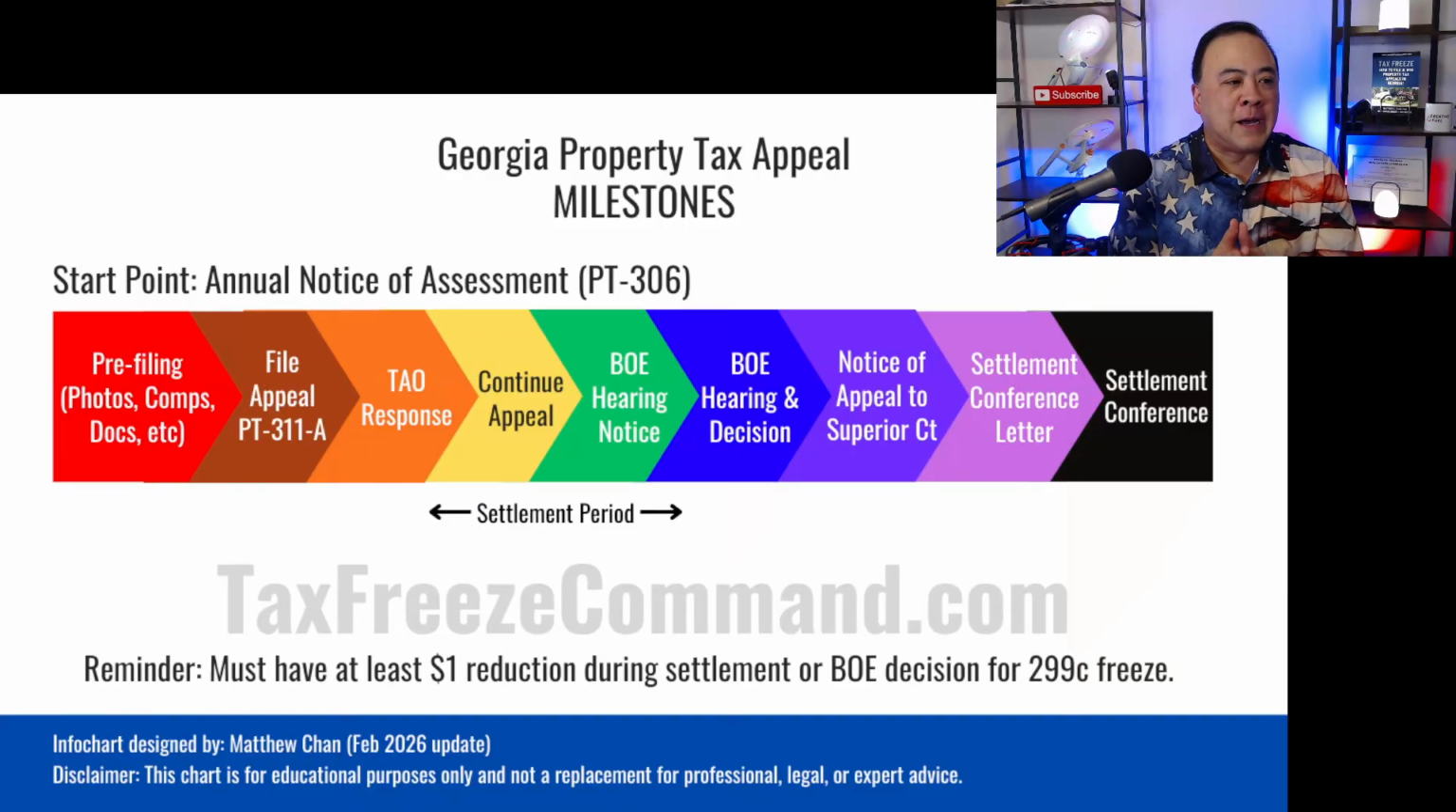And of course, there's a reminder at the bottom that starting in 2025, you must have at least a $1 reduction from the value that was provided to you during the settlement or a BOE decision to get your 299C value freeze.